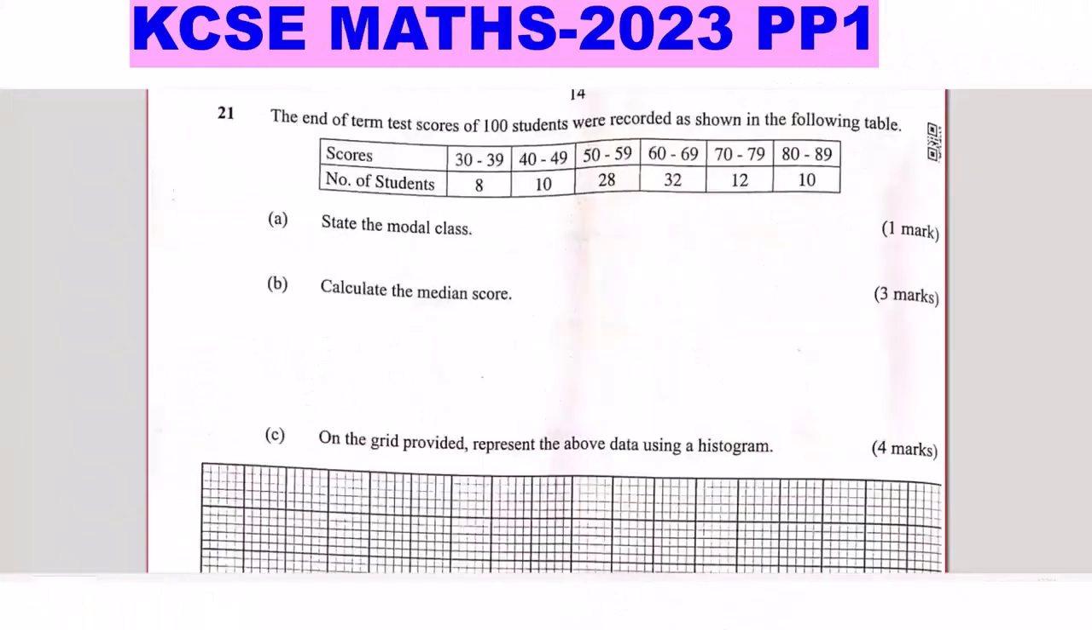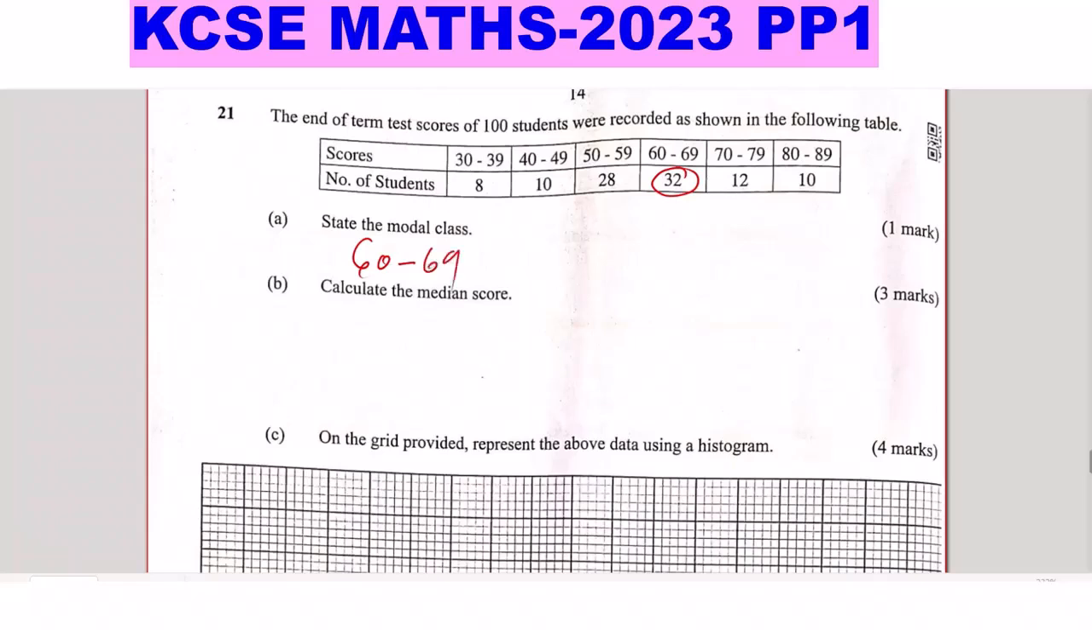Question 21. The end-term test scores of 100 students were recorded as shown in the following table. So their scores and number of students are given there. Part A, state the modal class. The modal class is the class with the highest frequency, and that one is this class, the class with the frequency of 32 students, that is 60 to 69. So that is the modal class.